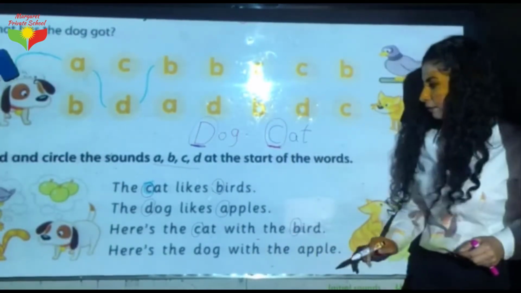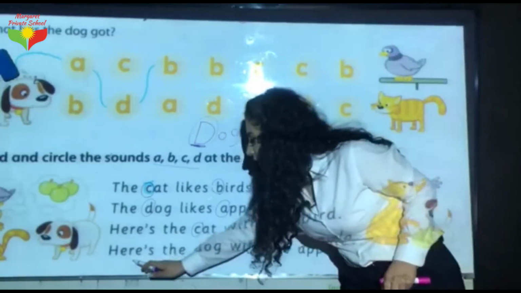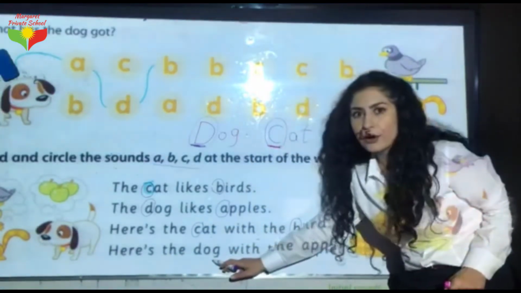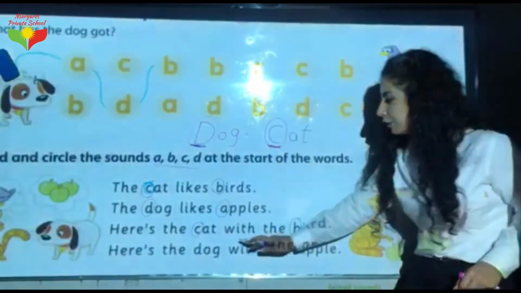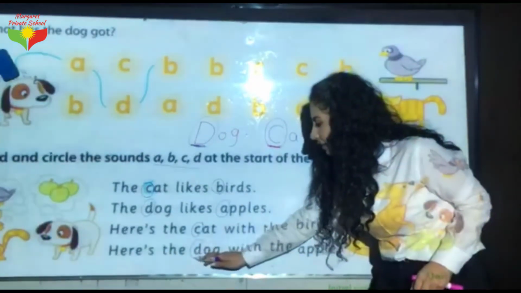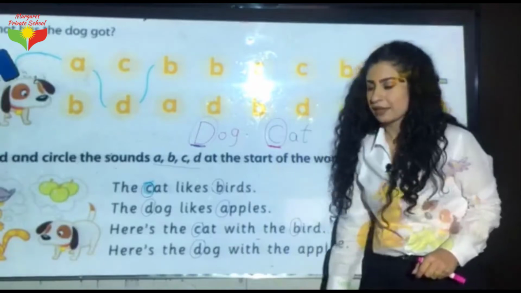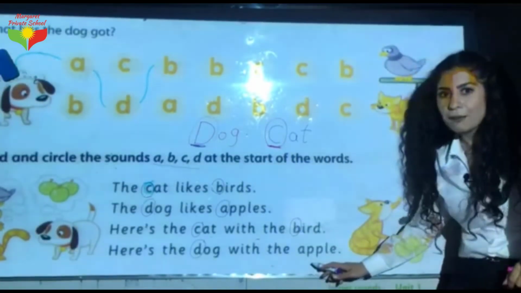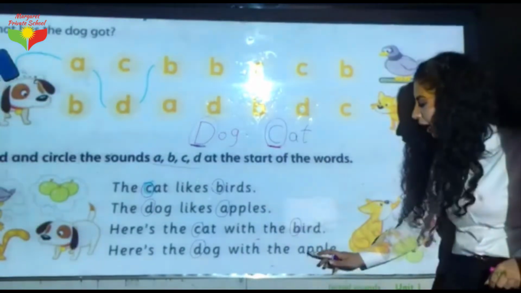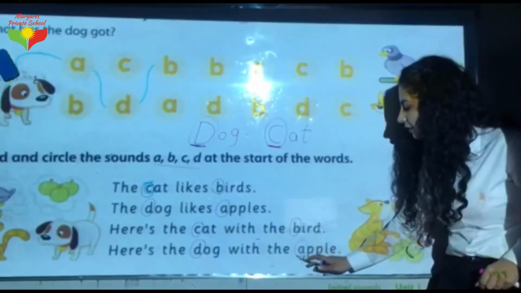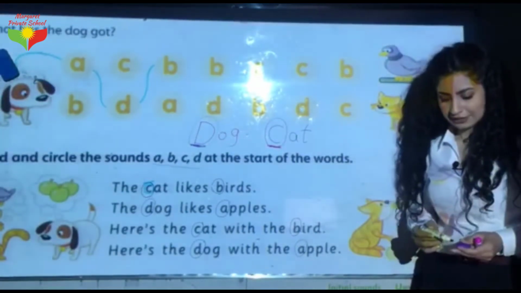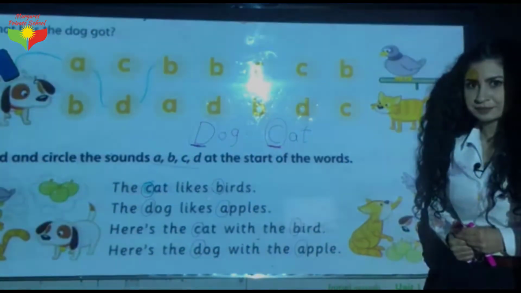Okay, let's go to the last one. Here's the dog, dog, so circle D. Okay, with the apple, apple, so circle A. Okay dears, now you can write it down.